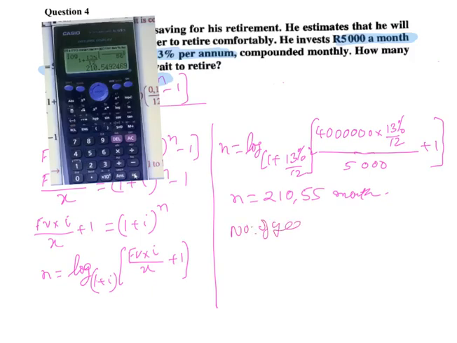Therefore, now I have to calculate the number of years. So number of years is equal to 210.55 divided by 12, and that approximately gives me 17.54. I'm using my calculator. So that is going to be 18 years. So my number of years is going to be 18. So that is my answer.